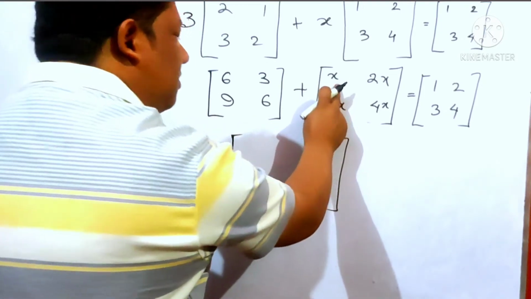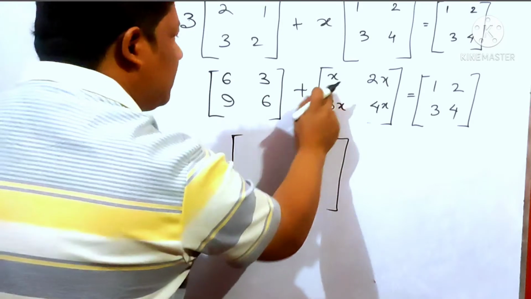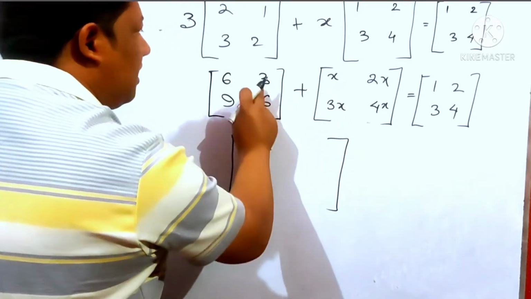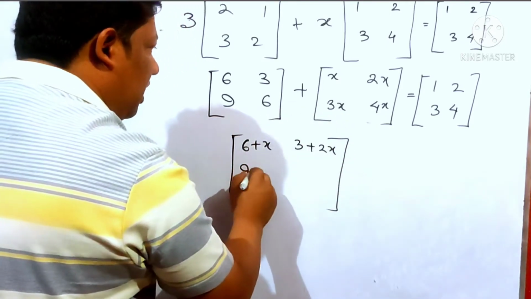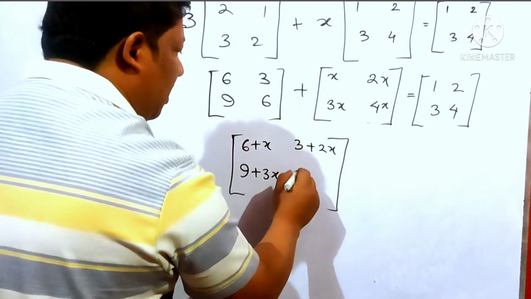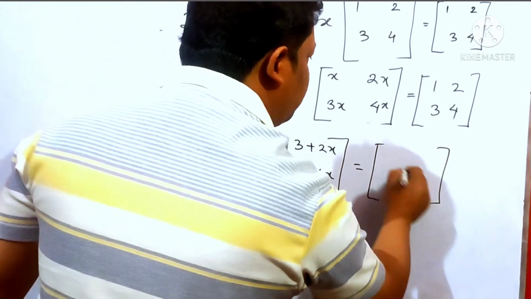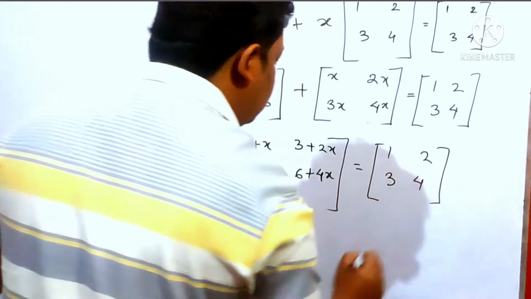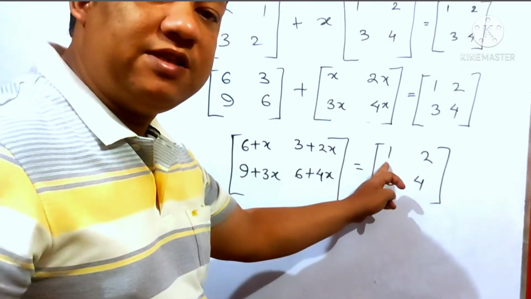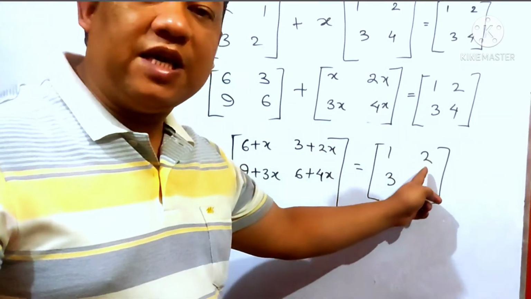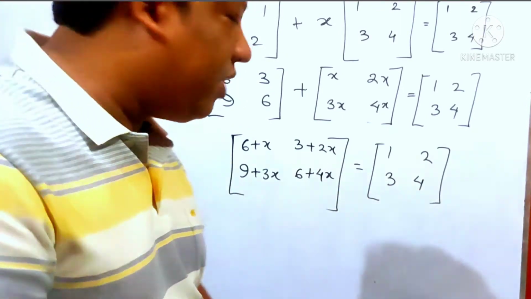When you add these two matrices, first term should be added with first term. So 6 plus x, again 3 plus 2x, again this term 9 plus 3x and 6 plus 4x. Again these two terms you have to write like this 1 2 3 4. Now my dear students, first term should be compared with first, second term with second, third term with third, and fourth term with fourth. So you get the value of x.